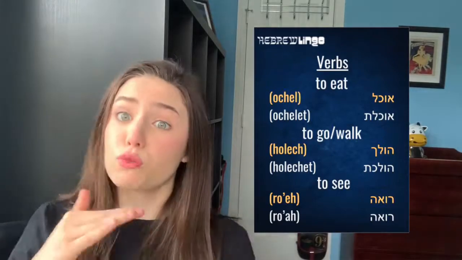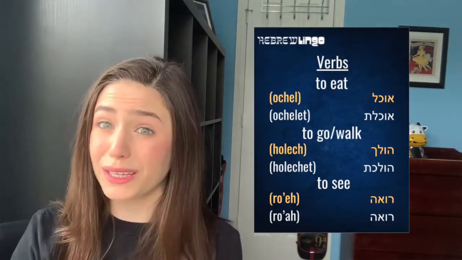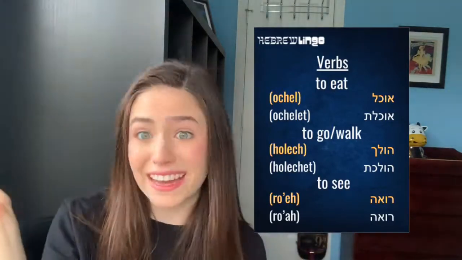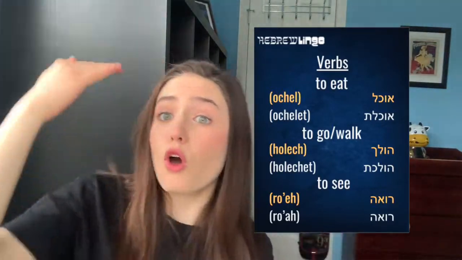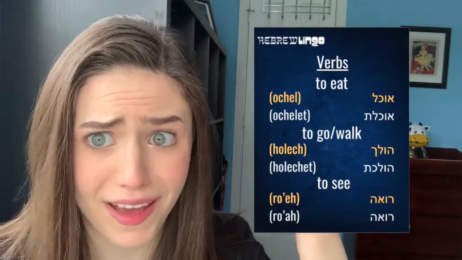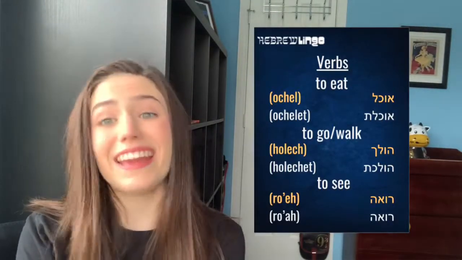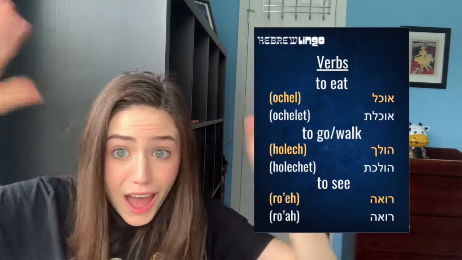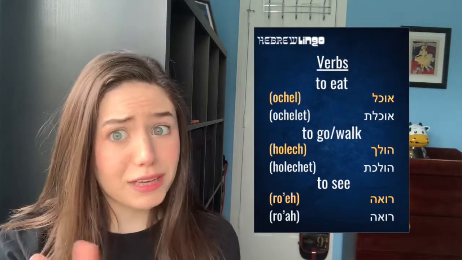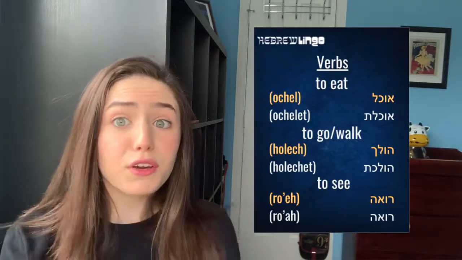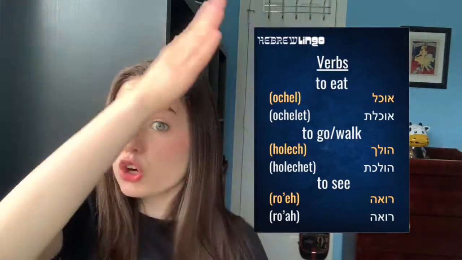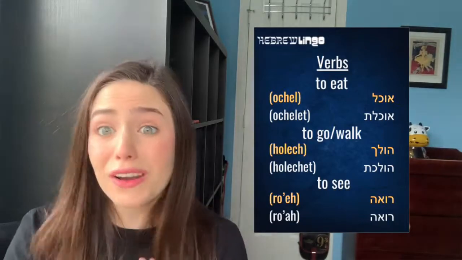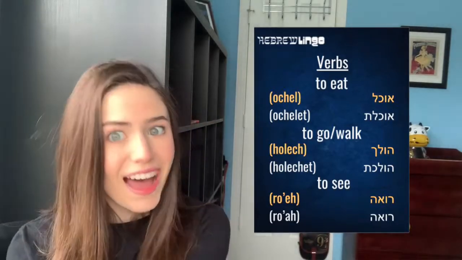Now the verb for to walk or to go sounds really similar to the word for to eat, but it's actually holech for masculine and holechet for feminine. So it's ochel, holech, ochelet, holechet. Say that 3 times fast. Now the very final verb that you're going to learn today is to see. Actually, it's the very last thing you learn at all in this lesson. So this verb over here doesn't actually really follow the et for feminine pattern, but it's ro'eh for masculine and ro'ah for feminine. So for all the verbs that we learned today, it's ochel, ochelet, holech, holechet, ro'eh, and ro'ah.